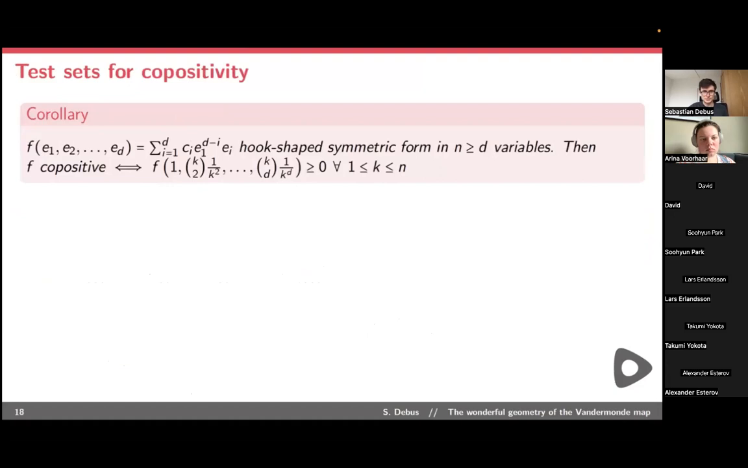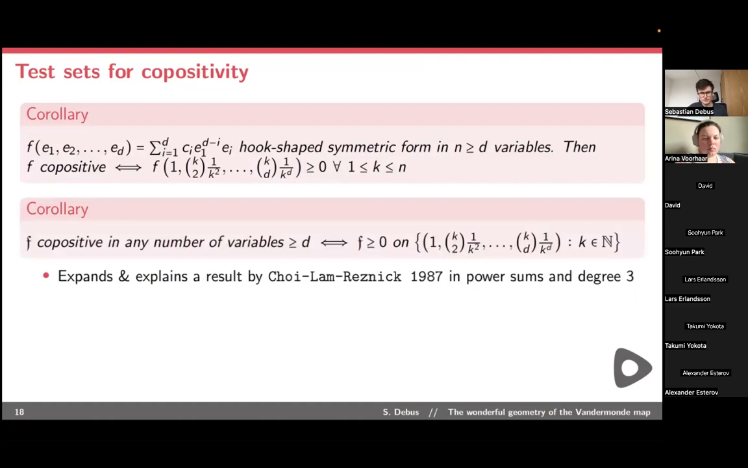And now just a reformulation from our motivation of understanding non-negative polynomials. You're given such a very special symmetric form in sufficiently many variables, then this is copositive if and only if the evaluation at those n vertices is non-negative. Because it's non-negative if and only if it's non-negative on the convex hull of the image set. And you can also formulate it for copositivity in any number of variables, and then you have to check non-negativity on the countably infinite set.